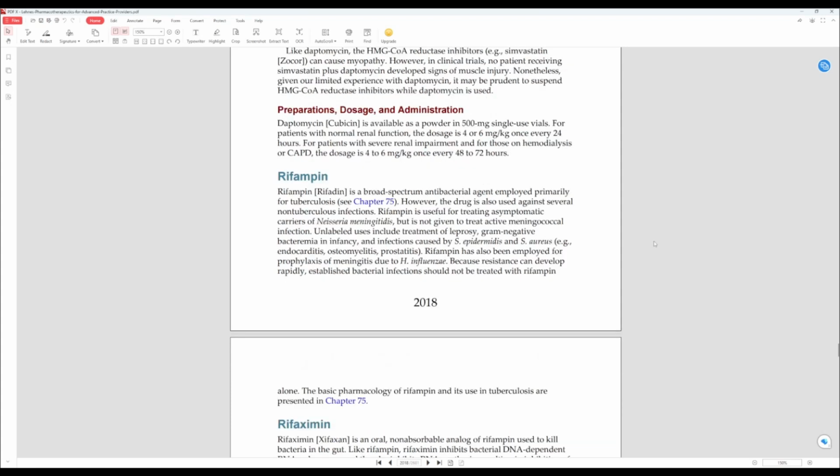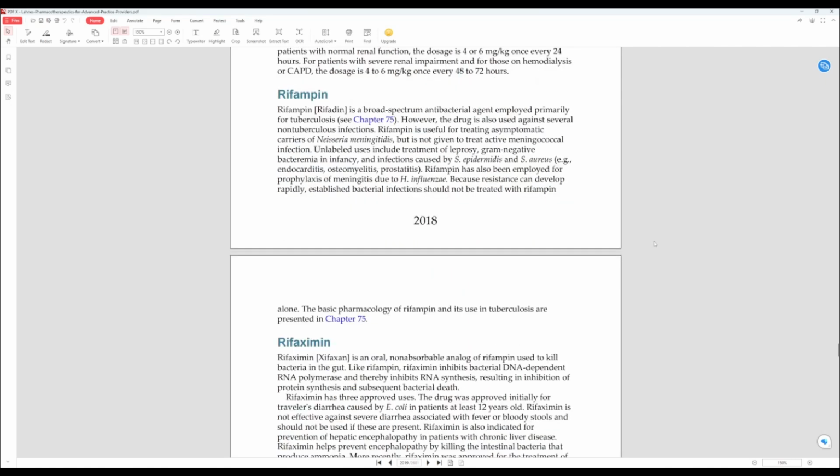Daptomycin, or Cubicin, is available as a powder in 500 mg single-use vials. For patients with normal renal function, the dosage is 4 to 6 mg per kilo once every 24 hours. For patients again with severe renal impairment or for those on hemodialysis or continuous ambulatory peritoneal dialysis, the dosage is 4 to 6 milligrams per kilo once every 48 to 72 hours.